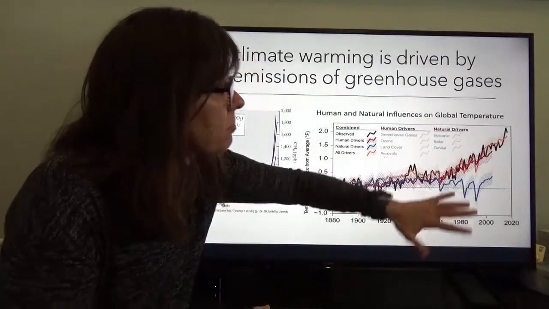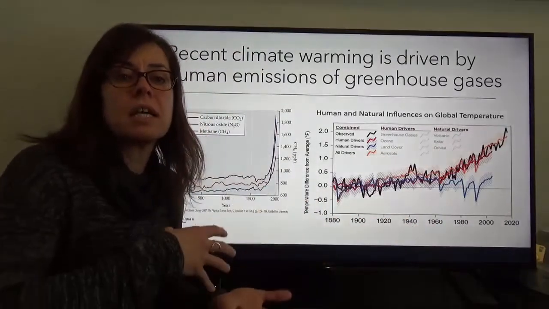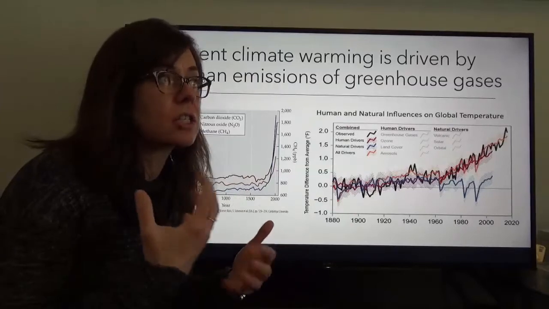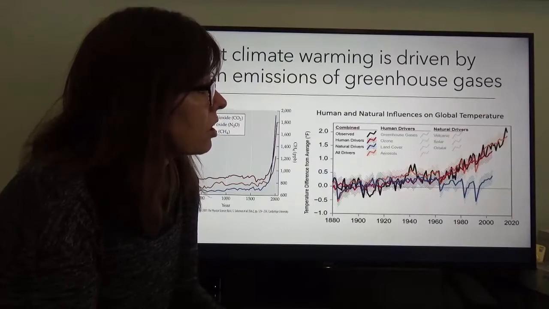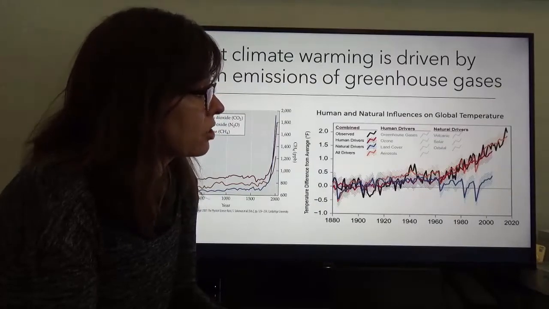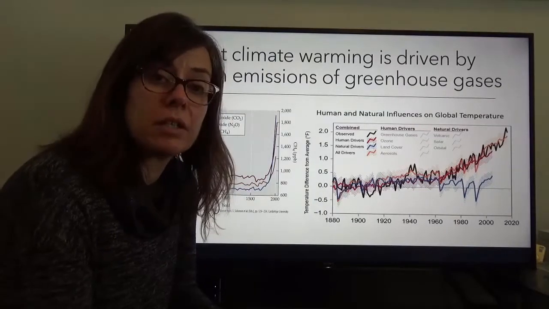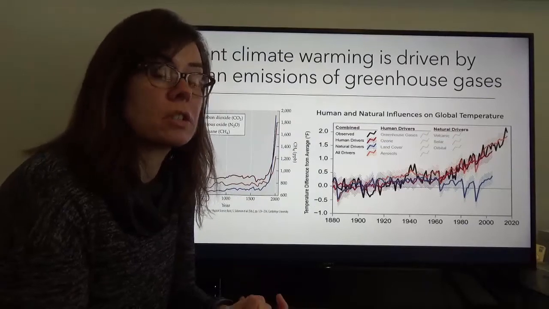And then orbital components of how the Earth is, changes in the orbiting of the Earth. Okay, so these are all natural drivers that have the potential to be changing the climate on the planet.